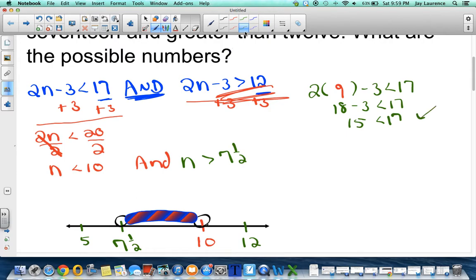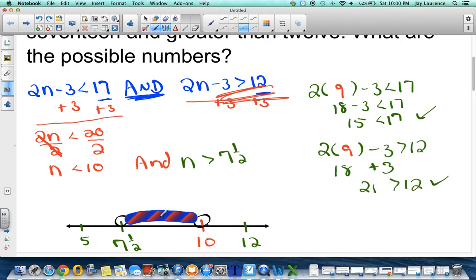Now, it's an "and", so I have to be careful. I have to make sure it satisfies the other inequality. So I'm going to take 2 and I'm going to stick the 9 in this inequality. 2 times 9 minus 3 is greater than 12. Oh, and 18. Did I say less than 12? I hope I said greater than 12 there. Plus 3 will be 21. Is 21 greater than 12? It sure is. So you see, any number in this region is going to satisfy both.